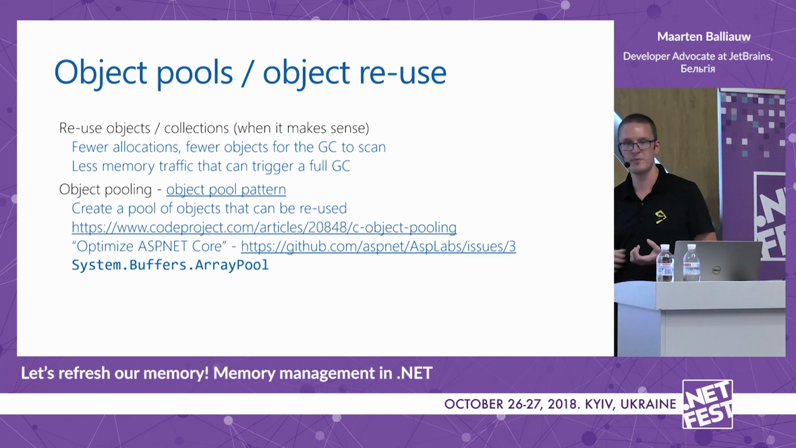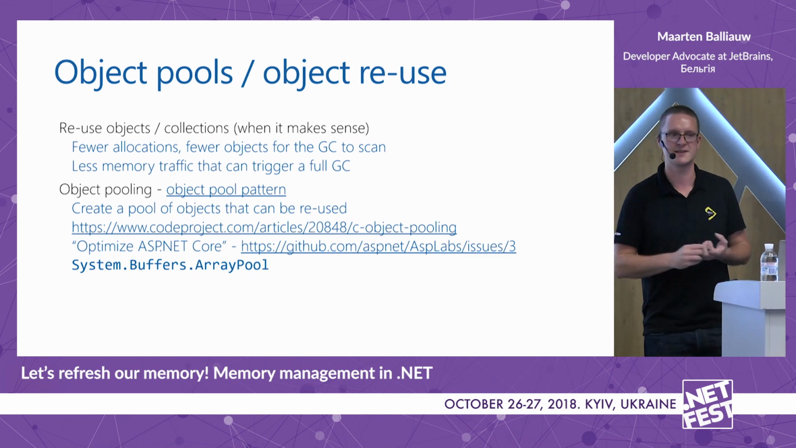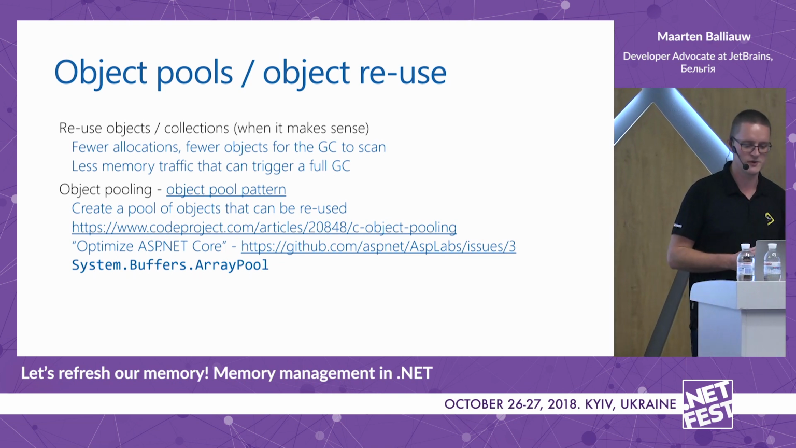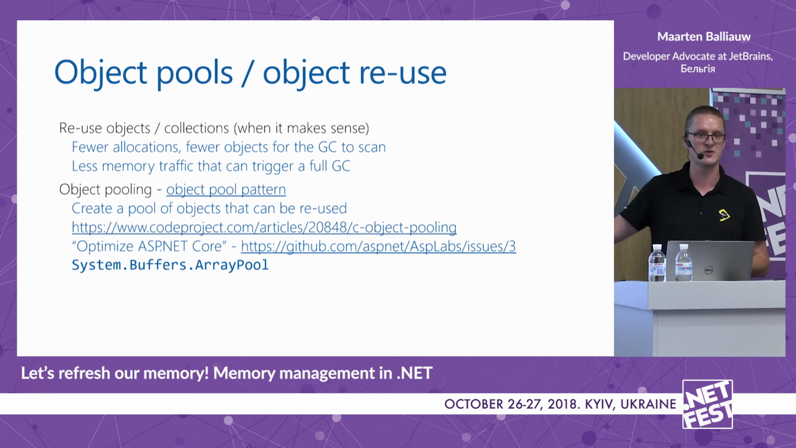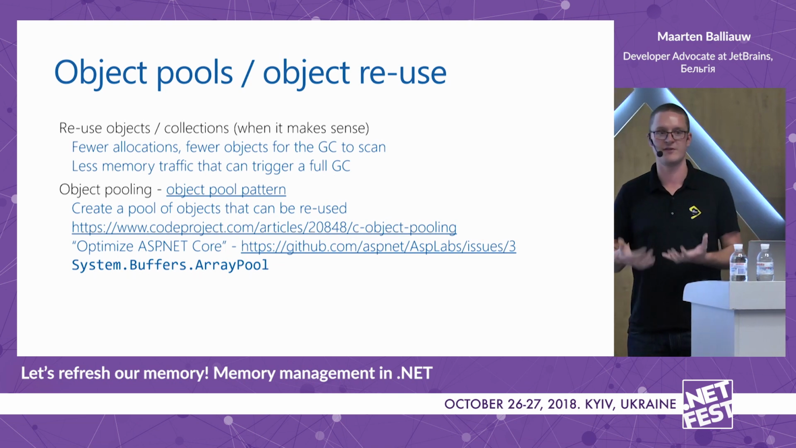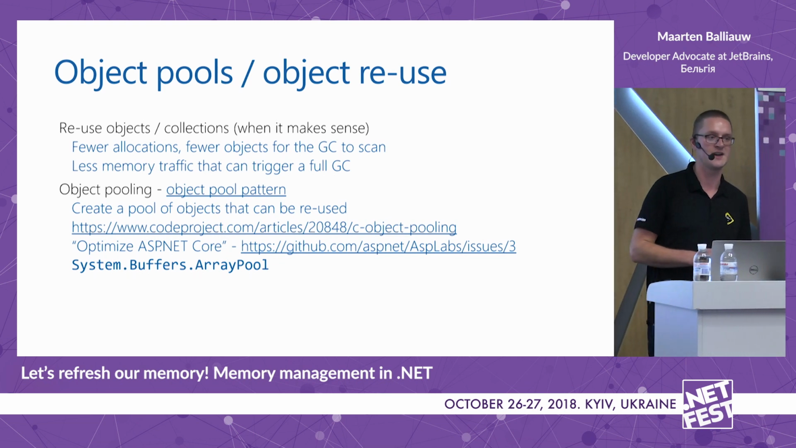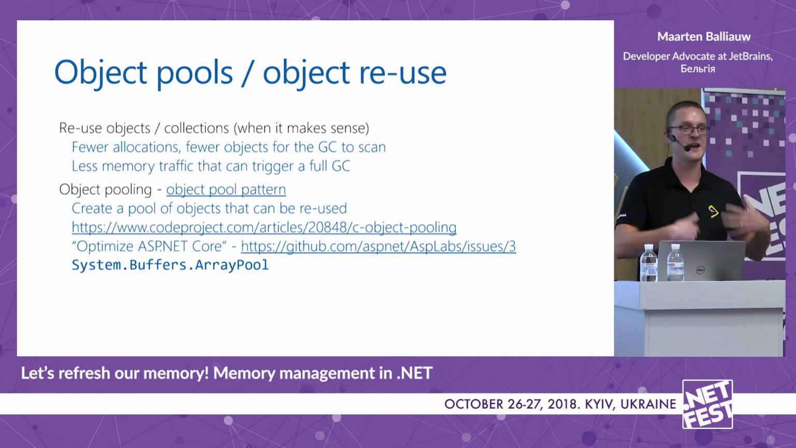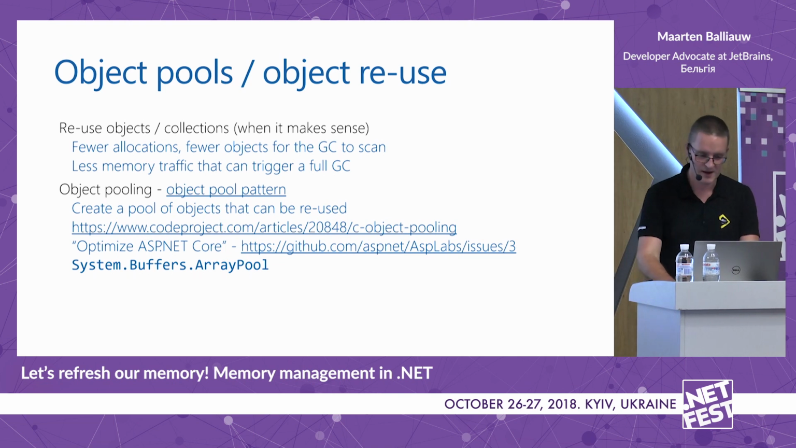It's called the object pool pattern, if you don't know this one. There's a nice article on that. I think David Fowler also wrote a nice blog post on how they use object pooling in ASP.NET Core, if you want to read up on that. And if you just want a pool of objects that you can reuse, the System.Buffers ArrayPool is a really nice one where you can recycle arrays instead of reallocating arrays whenever you need them.